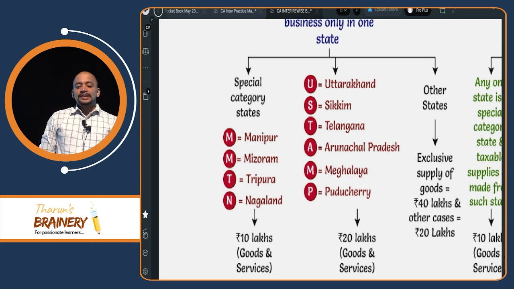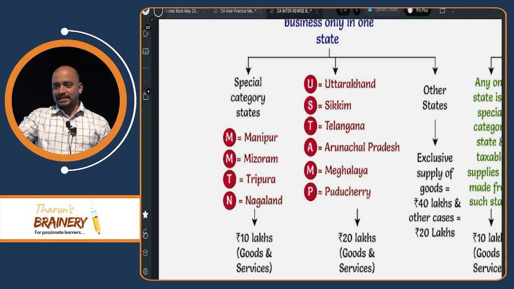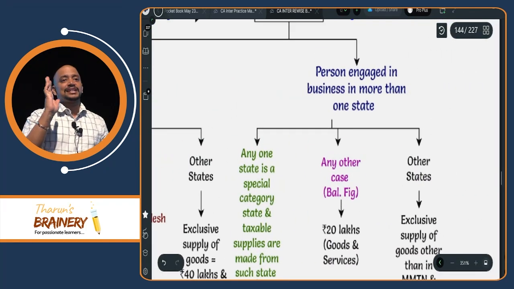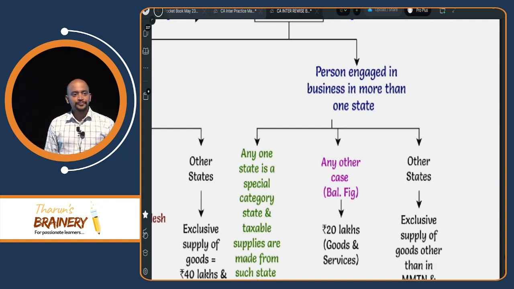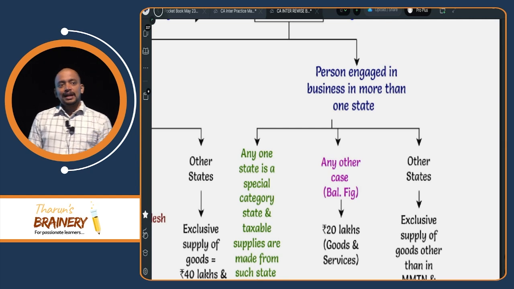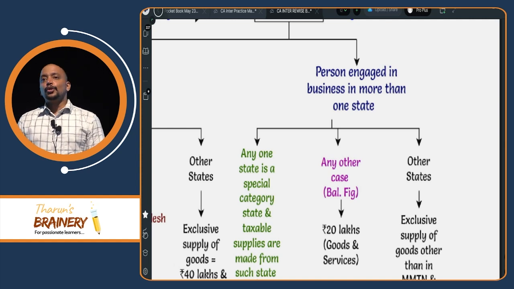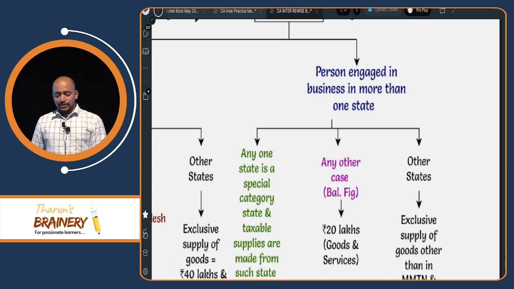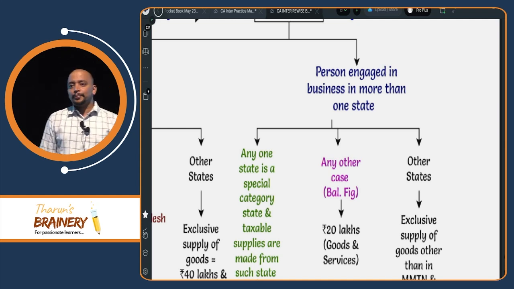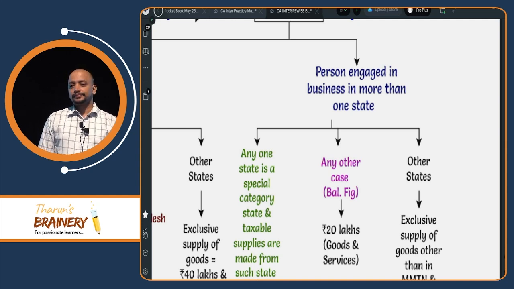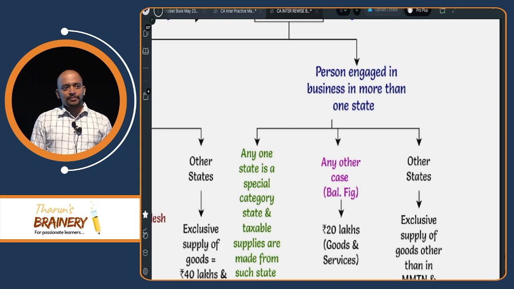And then if you are doing business in multiple states, this you understood now? What is that, tell me? You are doing business in a single state, and if that state is in MMTN, limit is? And in other states, exclusively goods, 40 lakhs. Both goods and service or only services, 20 lakhs. Now, what is MMTN full form? Manipur, Mizoram, Tripura, Nagaland, Uttarakhand, Sikkim, Telangana, okay, Arunachal Pradesh, Meghalaya, Pondicherry.